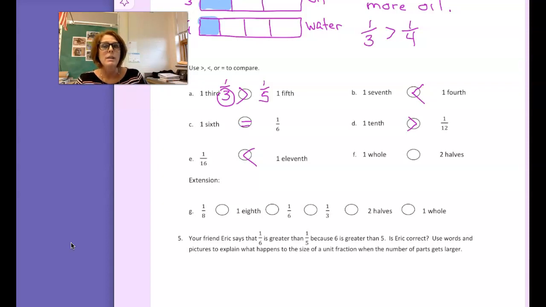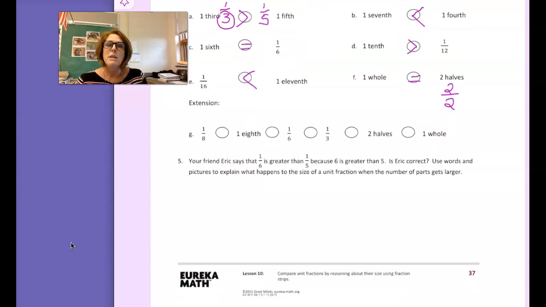1/2 is what with 2 halves? Well, if we have 2 halves, isn't that 1/2? So that is equal. You can try letter G if you want to. There's a little whole sentence there that they want you to do. Let's look at number 5.